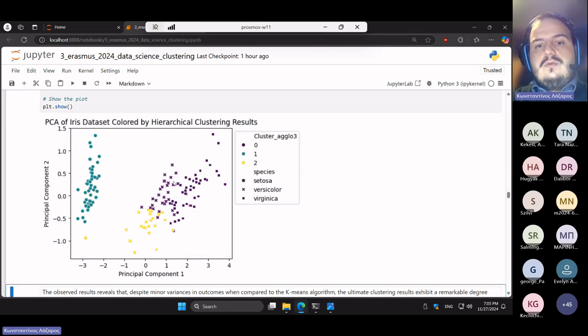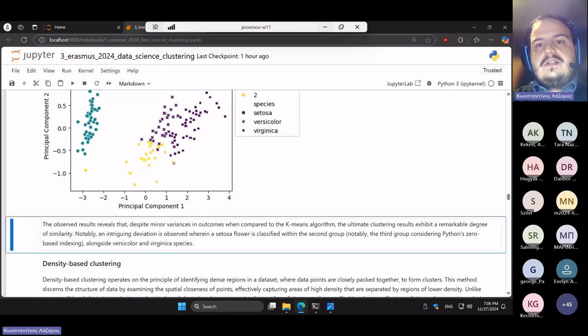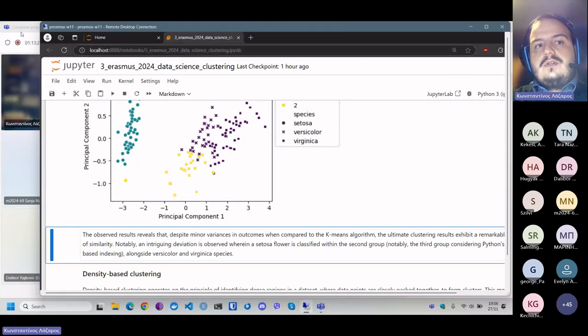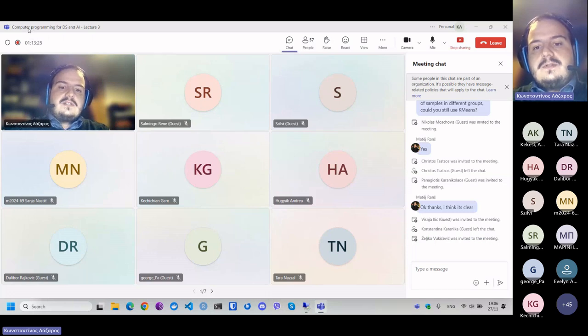So having said that, is there any particular question on hierarchical clustering or k-means up until now?